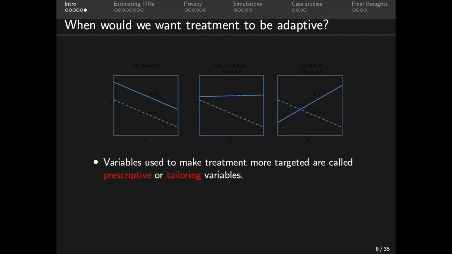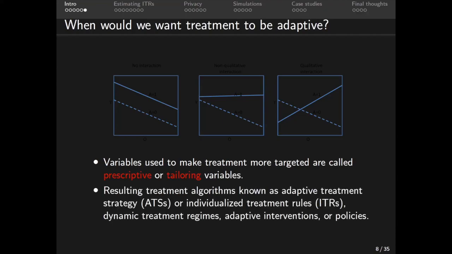So these variables, like the one on the far right, are called prescriptive or tailoring variables because they tell me how to prescribe treatment, how to allocate it to patients. The other two plots, not very useful. They might tell me something, they might give me better prediction of my outcome, but they don't tell me anything about how to prescribe treatment. So if we look for these types of treatment covariate interactions and use them to decide how to allocate treatment, well, we get our treatment algorithms or decision rules.